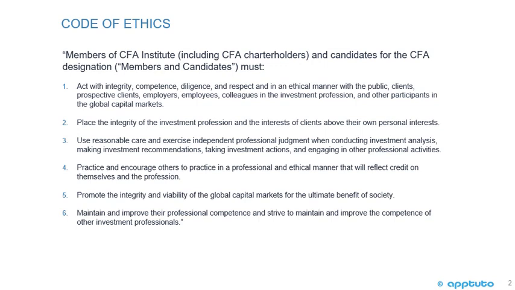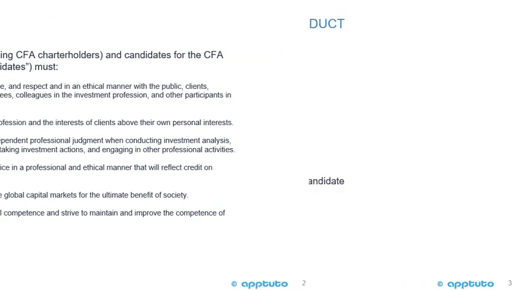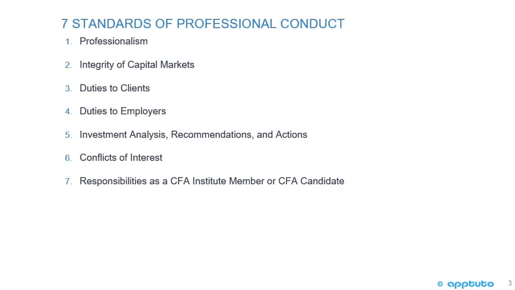So I just want to remind, before we jump into the standards and substandards, to make the distinction between the code of ethics and then the standards and substandards. Now we're going to look more closely at the 7 standards of professional conduct and the substandards. But first, let's just recall the 7 standards. 1. Professionalism. 2. Integrity of capital markets. 3. Duties to clients. 4. Duties to employers. 5. Investment analysis, recommendations, and actions. 6. Conflicts of interest. And 7. Responsibilities as a CFA Institute member or CFA candidate.